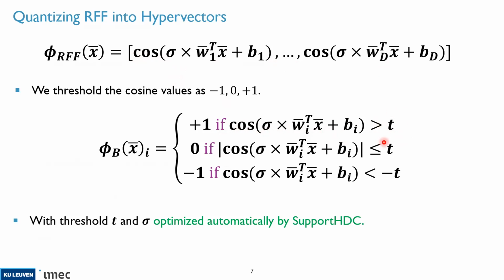We basically use a threshold t, and we consider that every value of these cosines higher than that threshold t would be mapped to +1, smaller than -t would be mapped to -1, and in the middle would be mapped to 0. And here we see already two parameters, this sigma and this t. These two additional hyperparameters will also be automatically learned or optimized by the support HTC framework, as you will see later. But so, we have been able to heavily quantize the output of that RFF mapping into +1s, -1s and zeros, but we still have this cosine that is annoying.